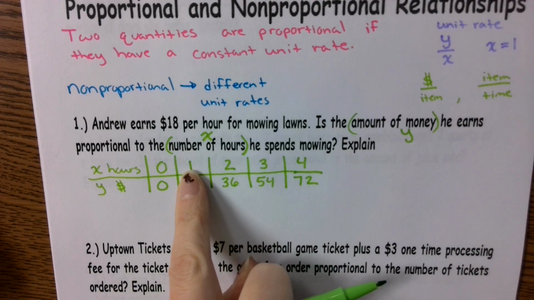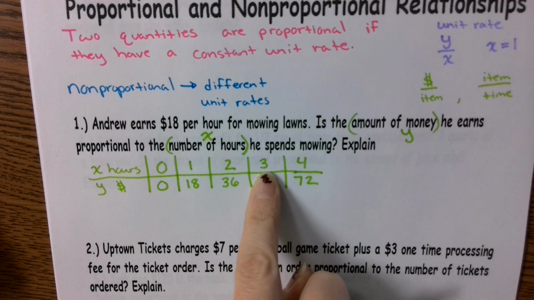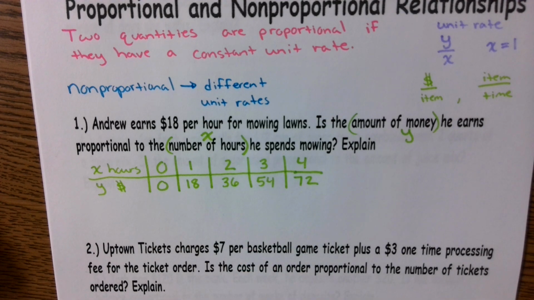Right? He worked for 1 hour, $18. When we added another hour, we added $18 and got 36. When he added another hour to get to 3 hours, we added another $18. We got to 54, and so on and so forth.